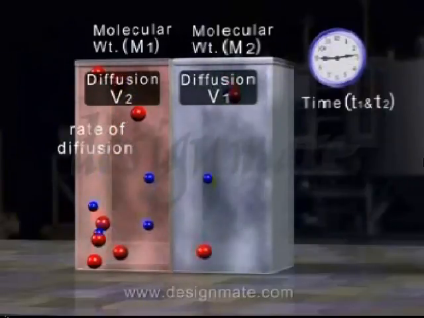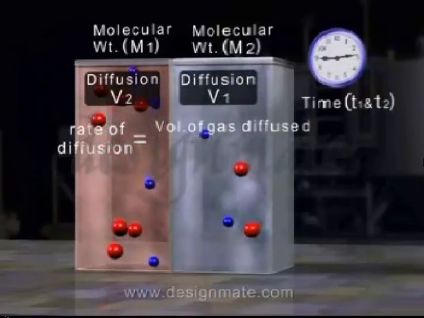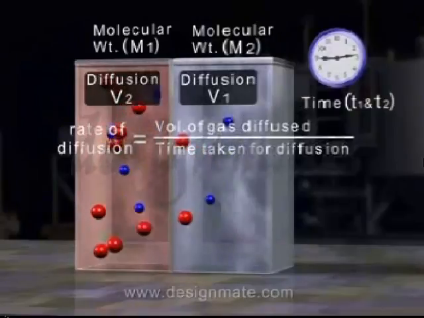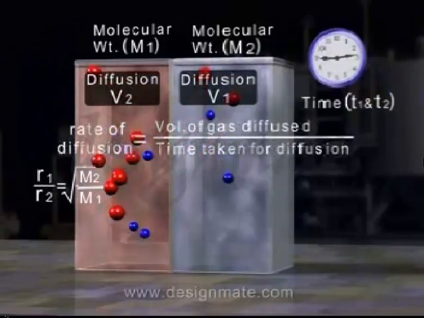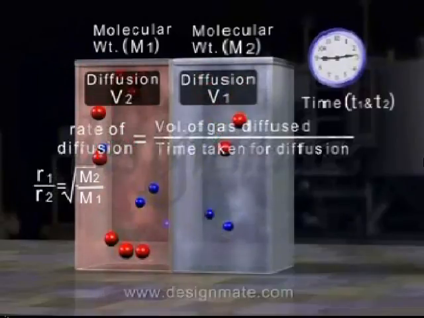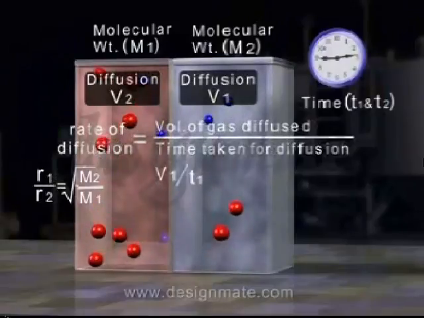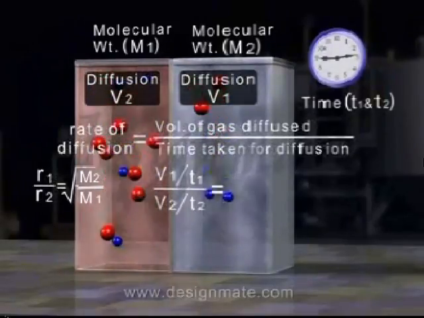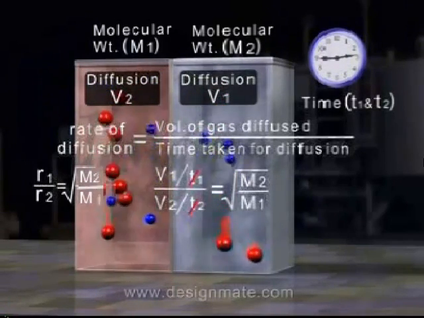Thus, the rate of diffusion is equal to volume of gas diffused upon time taken for the diffusion. Therefore, the equation R1 upon R2 is equal to square root of M2 upon M1 can be written as V1 upon T1 upon V2 upon T2 is equal to square root of M2 upon M1.